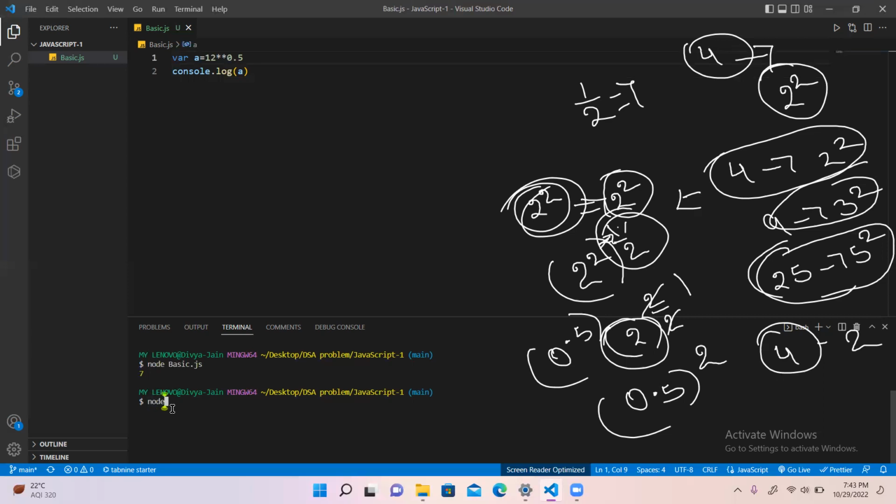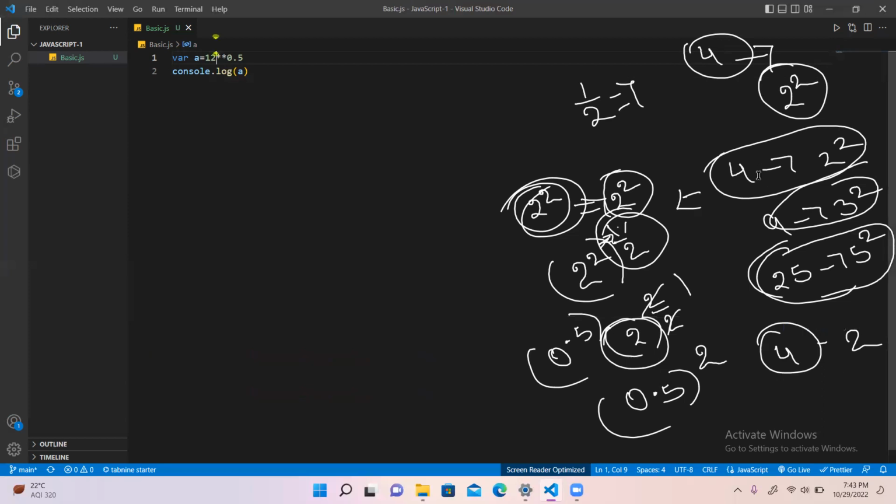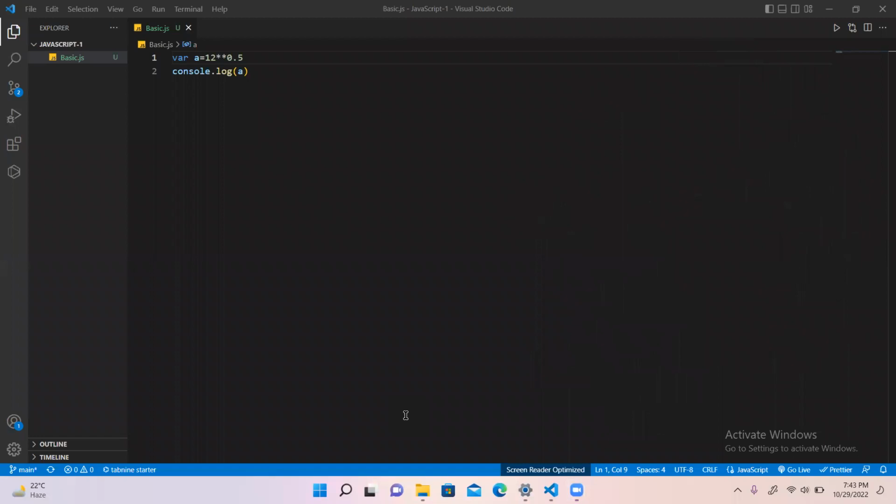So how to do this? Node basic.js. So this is the 3.4, the square root. You get the value of 12. Okay. So just take another example of simple mathematics and try how to do that. Okay. So you can try and try, because if you don't try now, you can't write code.